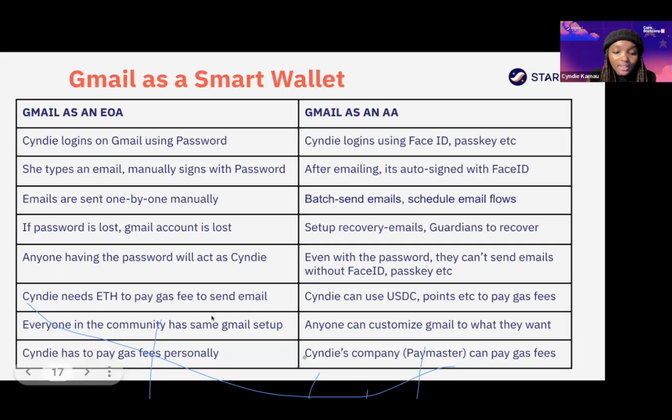Now, when I talk about everyone in the community having the same Gmail setup, all of us will have the same MetaMask account. Whether it is operations or the way MetaMask is operating, you can't add extra features the way you want. But with the way smart wallets like Bravos and Agent are designed, you can actually customize it. And by customizing it, what do I mean?